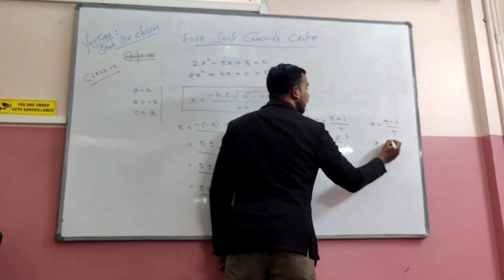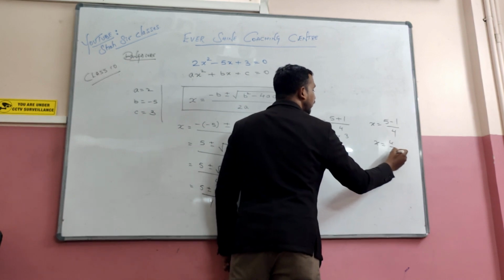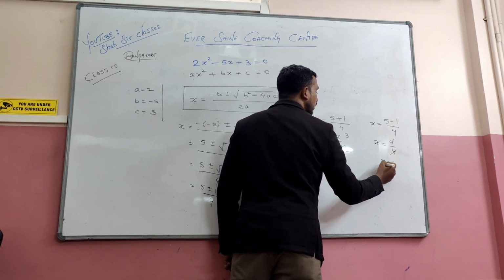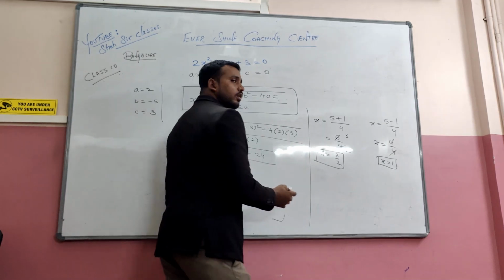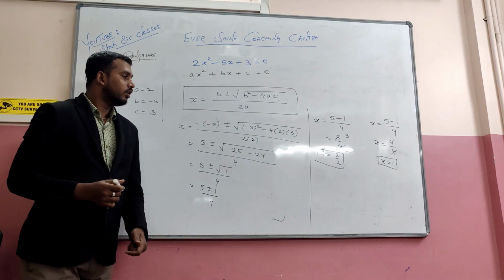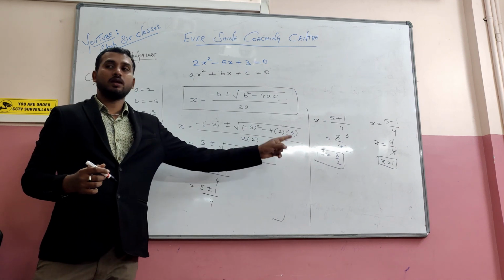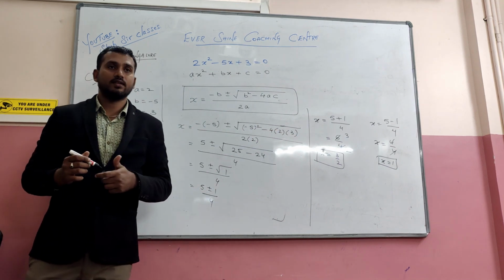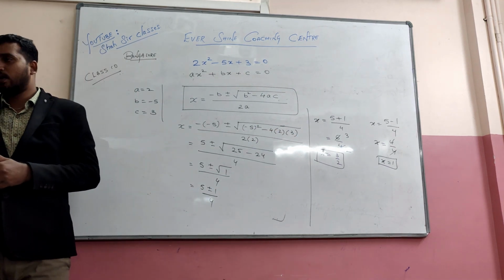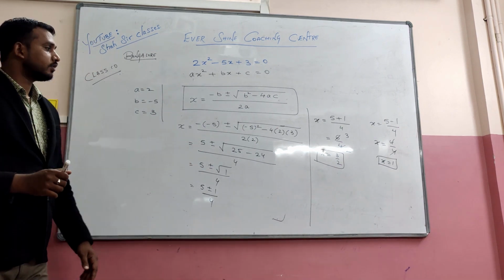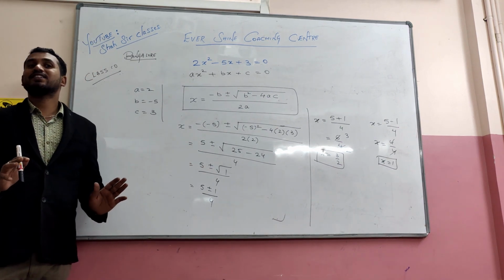The value is 3 by 2. Similarly, x equals 5 minus 1 is 4 by 4. 4 and 4 get cancelled. The value of x is plus 1. So what are the roots? Therefore the roots of the equation are 3 by 2, comma 1. 3 by 2, comma 1. That's it. Any doubts? Is this clear?